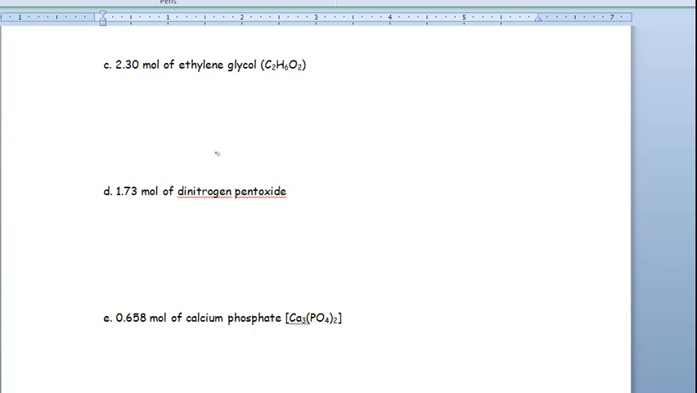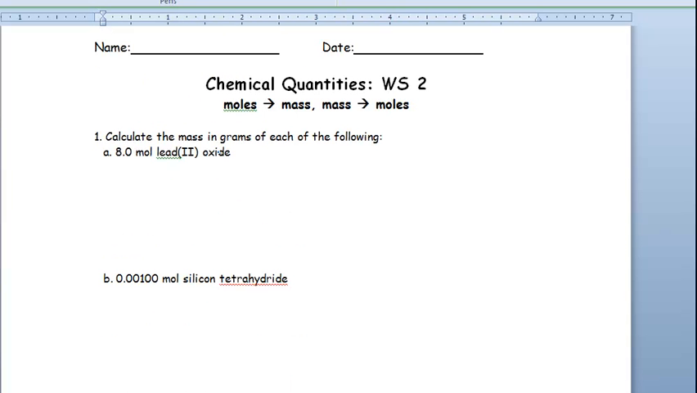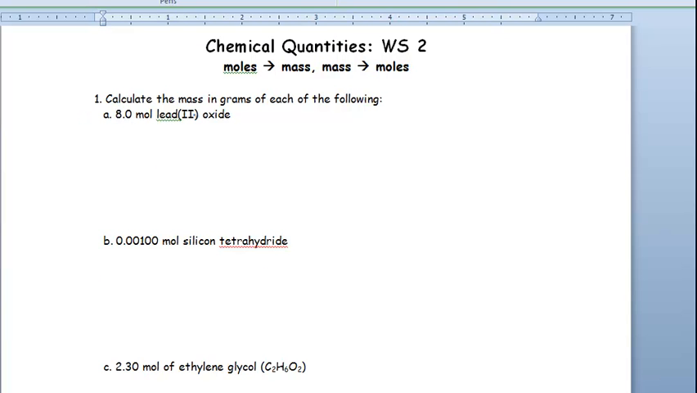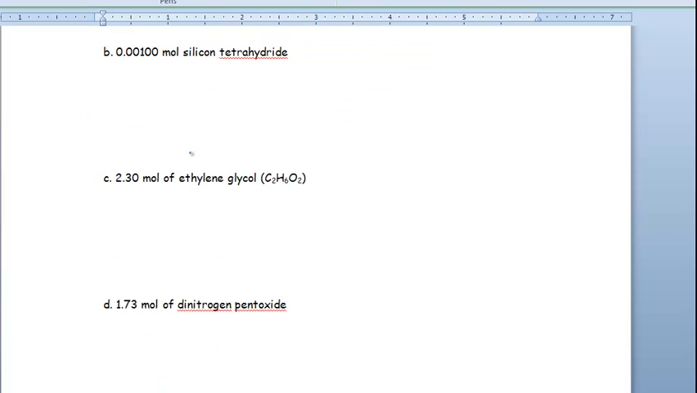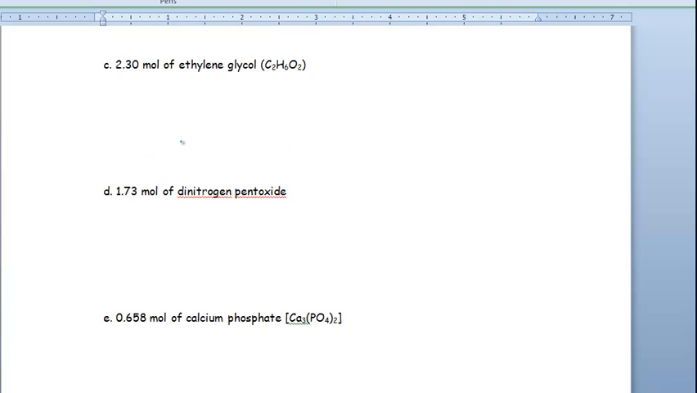Okay, so let's do some mole to mass conversions. This is dealing with worksheet number 2, where we're going to get some practice converting from a certain number of moles to mass, and then in problem number 2 below, we're going to go the other way and convert from mass over to moles. Okay, so I did the first two in class today with you guys. So let's start with letter C.